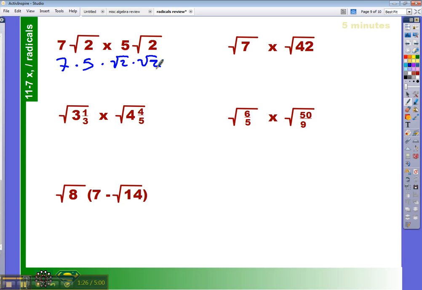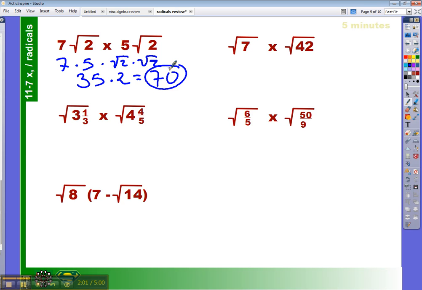What is 7 times 5? 35. What is the square root of 2 times the square root of 2? Square root of 4, but square root of 4 is better known as 2. So we have 35 times 2. What is 35 times 2? 70. So there's your answer. Simple, really.